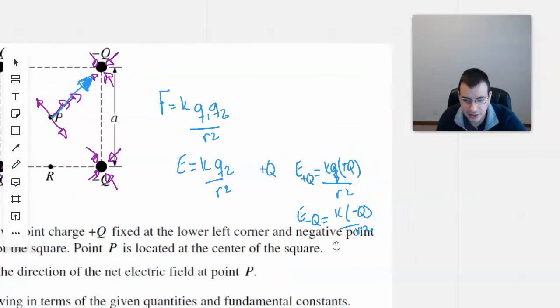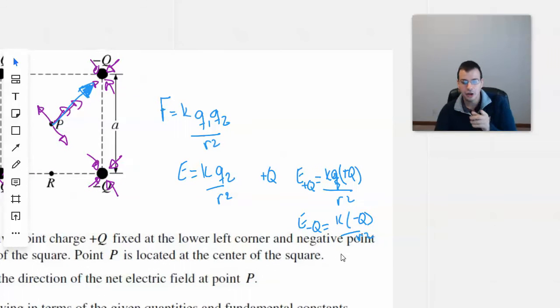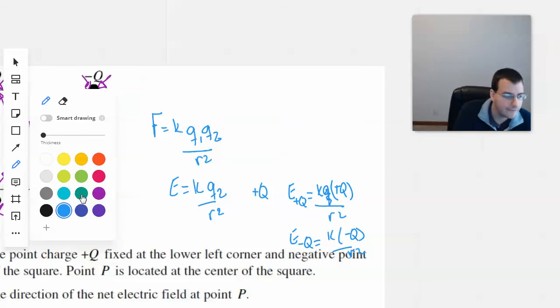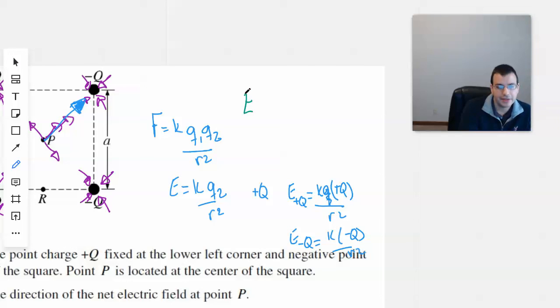And then we know that those are going to act in the same direction because we already just looked at it up here. So what we're going to have then is E net, electric field net, equals K 2Q over R squared, because we add these together.